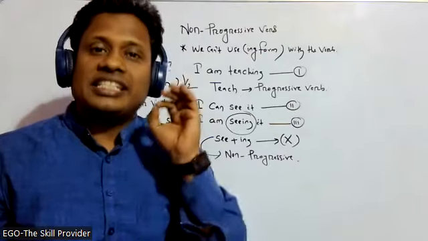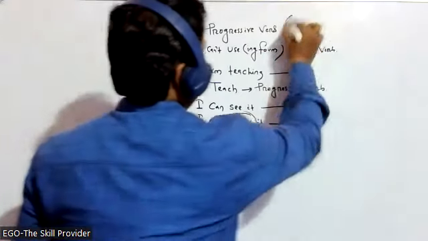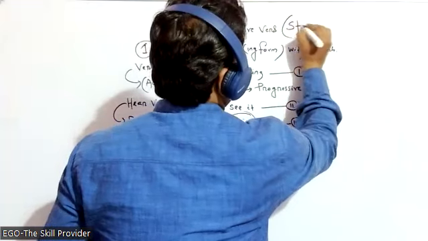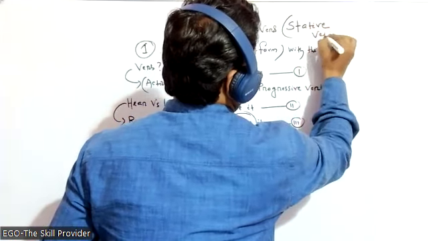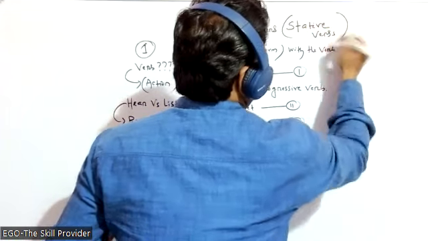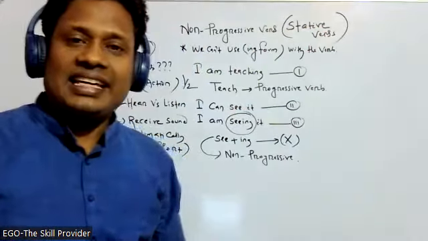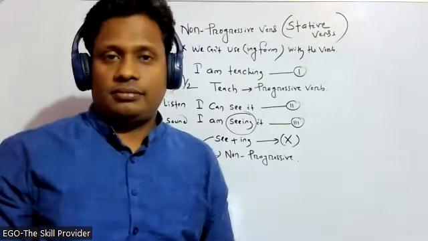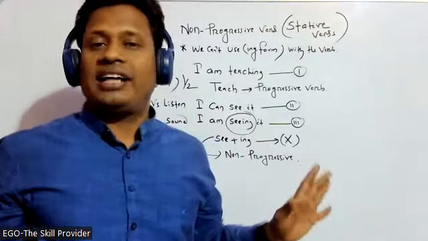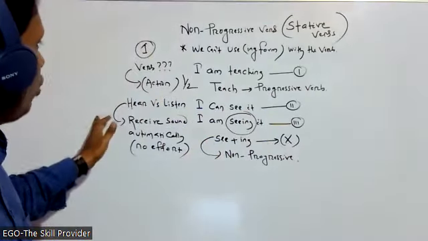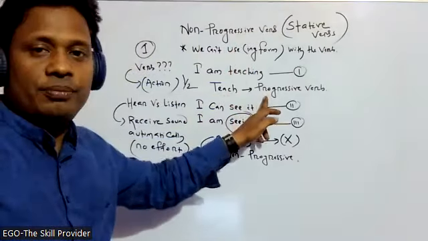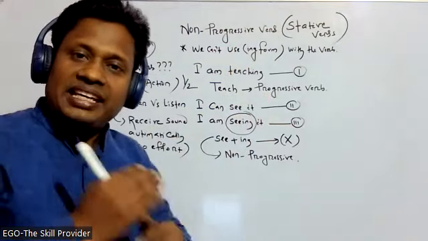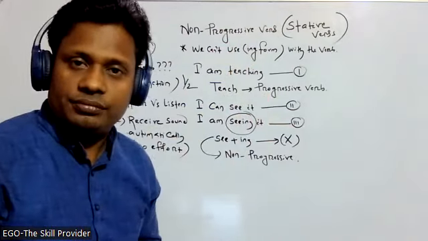So remember, there are certain things called mental state or call it static verbs. They are called stative verbs. You can say stative verbs or you can say stative. Stative means it is just like a state of mind. It is a state of mind, that's all. So this is all about the difference between non-progressive verb and progressive verb. Progressive verb means there is some action involved.